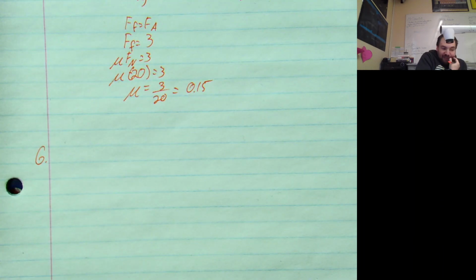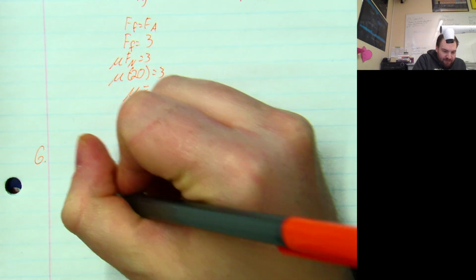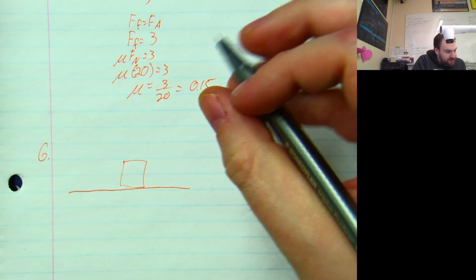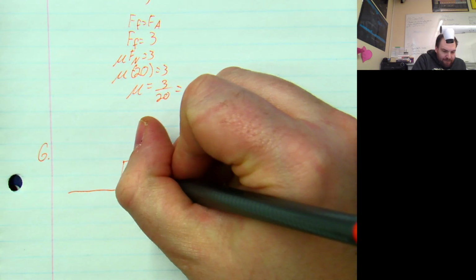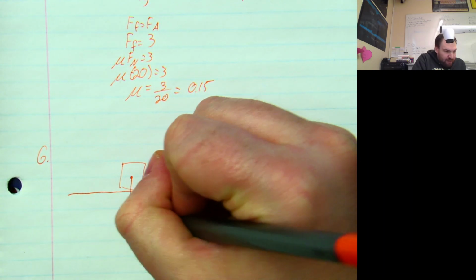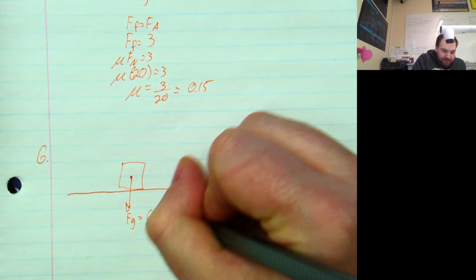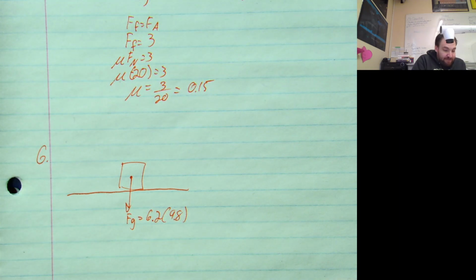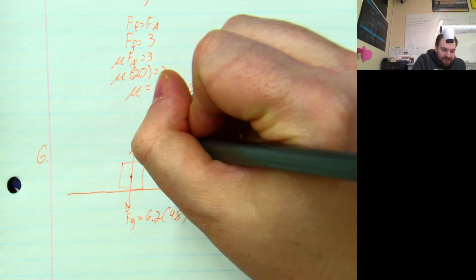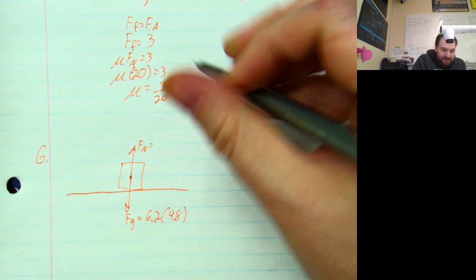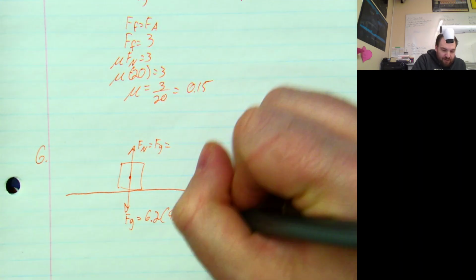A 6.2 kilogram object is pulled along a horizontal surface by a force of 22 newtons. It is accelerated at 1.1 meters per second squared. What is the coefficient of friction between the two surfaces? Cool. So let's draw the thing. I've got my object being dragged along a surface. Fg is going to equal 6.2 times 9.8. In this case, they've given us the mass. It's level, and there's nothing acting up or down. So Fn is going to equal Fg, which is going to equal what?